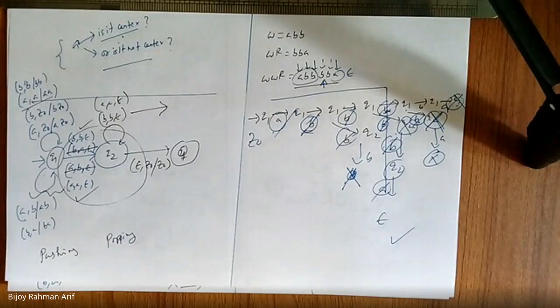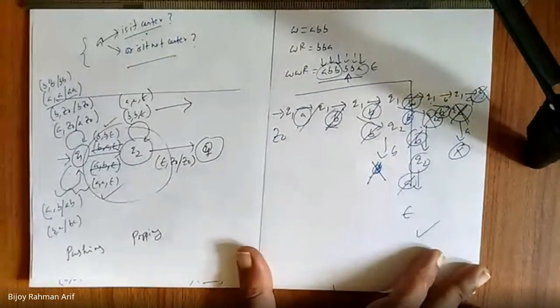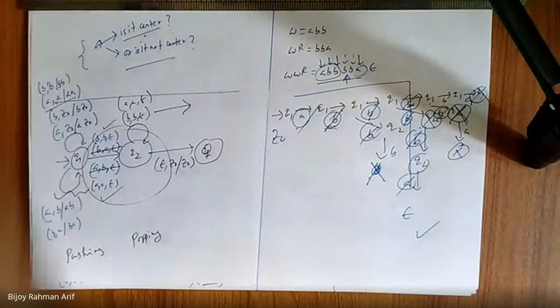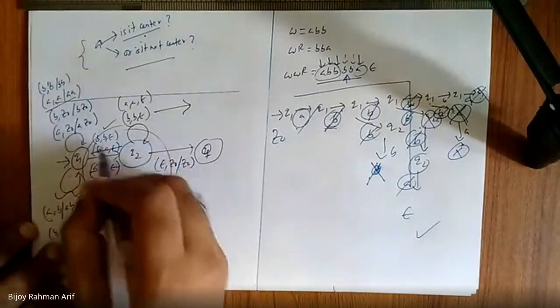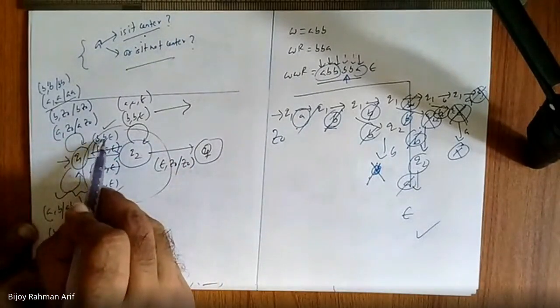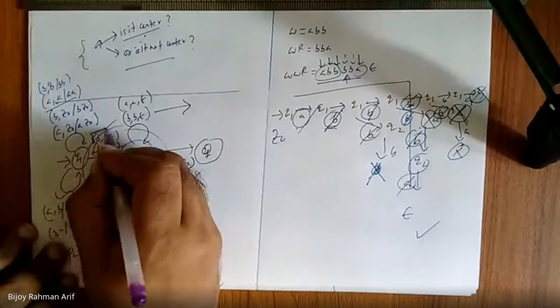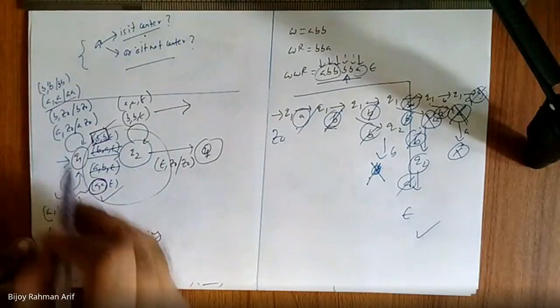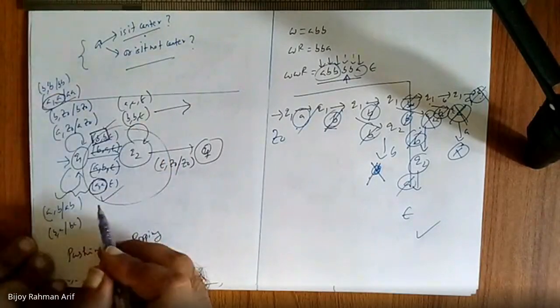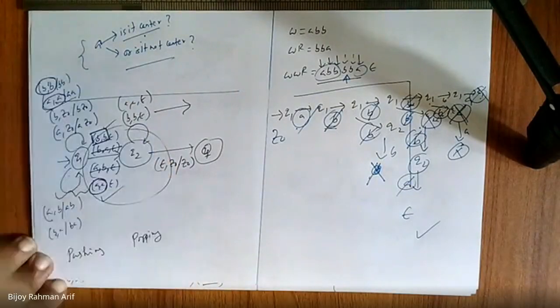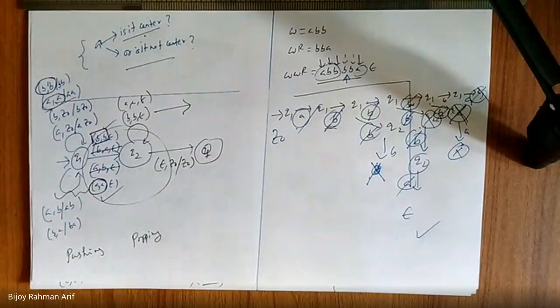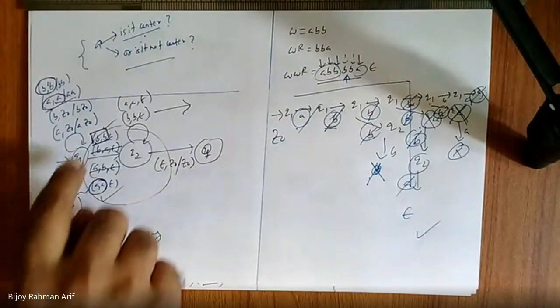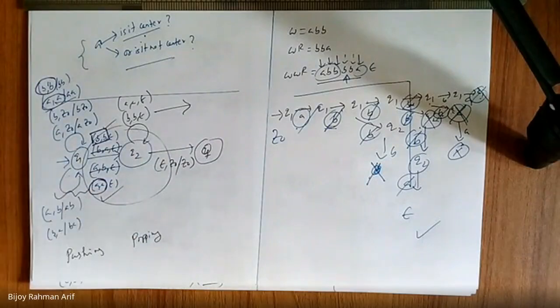Any question, guys? Why is this non-determinism? Because of this, see: top of the stack is B, I get a B; top of the stack is A, I get an A. So again back, see here is a move A then B B. So that's why it is non-deterministic. Here we have moves on the same configuration of top of the stack and the input. That's why it is non-deterministic.